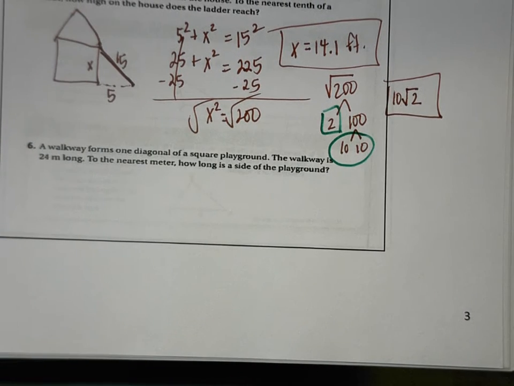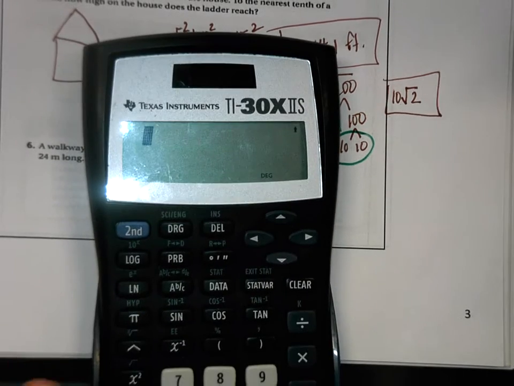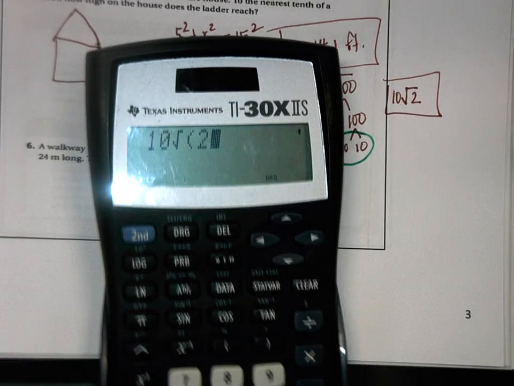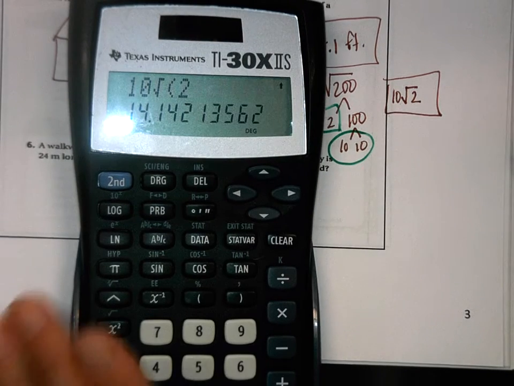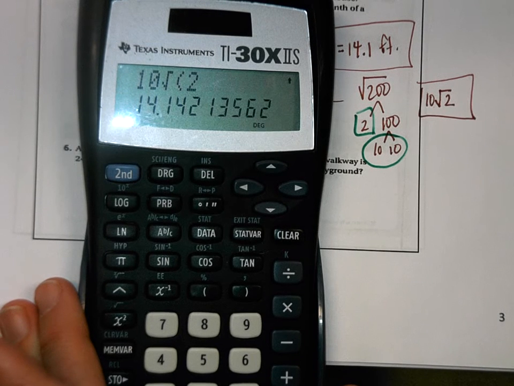Also, I was going to show you that you could double check that you simplified this correctly. If I write 10 and then the square root of 2 and press enter, do you see how it still gives you the 14.1? So that's a way of double checking that you simplified it correctly.